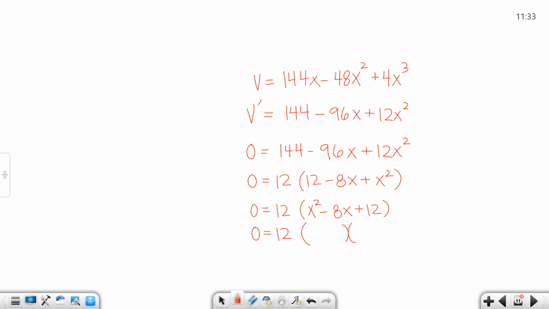When I get ready to factor it, the factors of 12 that add to give me 8 are 6 and 2. They're the same sign, both negative. I can divide both sides by 12, and that gets rid of the 12. And then I'll set my factors equal to 0. So x would equal 6, and x would equal 2. So those are my critical numbers.